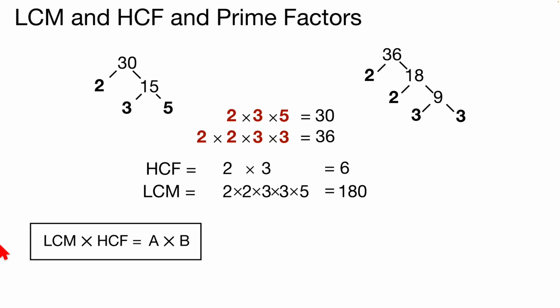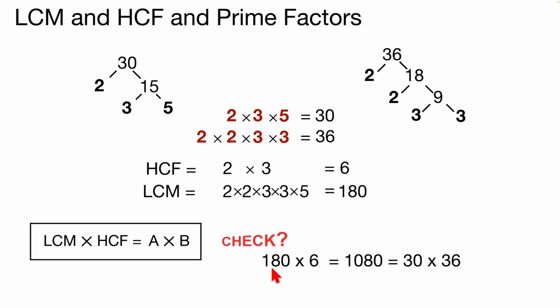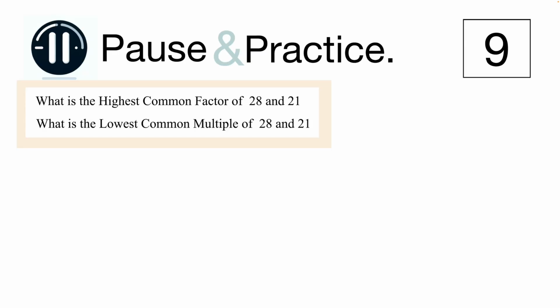And remember our check, the lowest common multiple times the highest common factor equals A times B. So you'd be pleased to know, if we make the check, 180 times 6 is equal to 1080, which is also equal to 30 times 36. So this is your opportunity to show your skills. What is the highest common factor of 28 and 21? 10 seconds to pause the video.